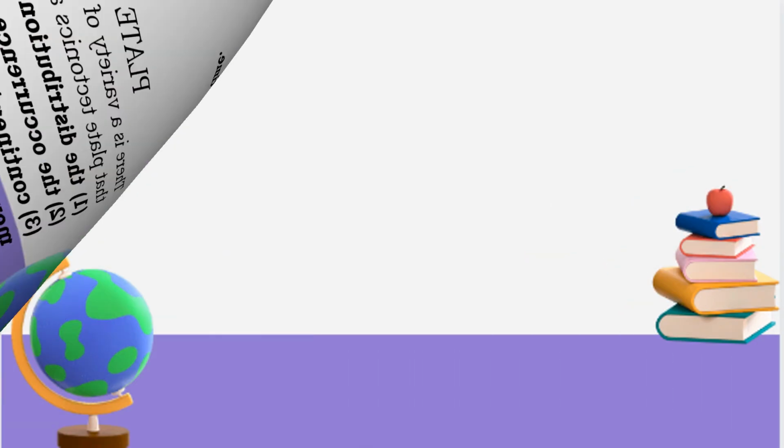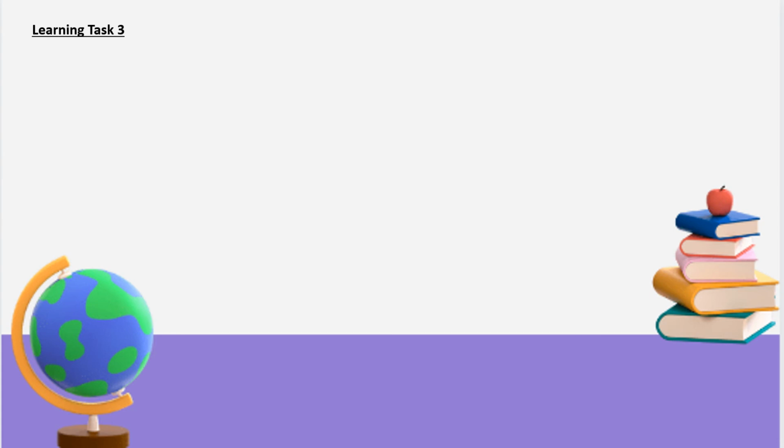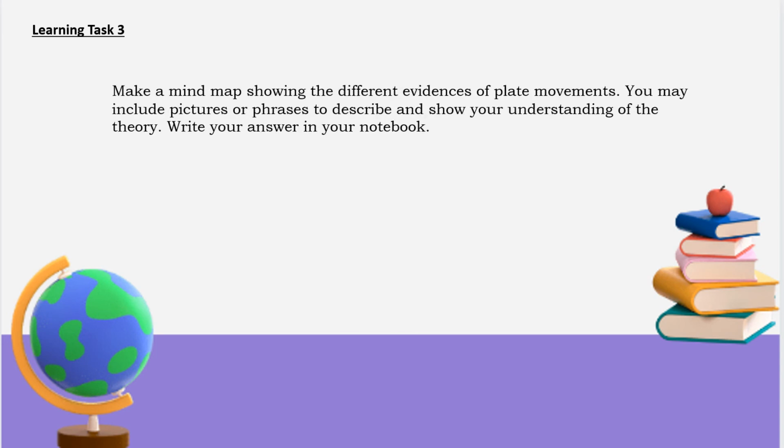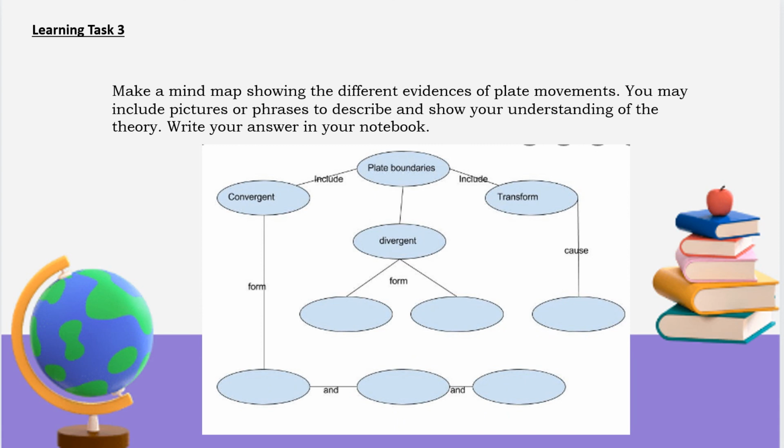And for the last learning task, you're going to make a mind map showing the different evidences of plate movements. You may include pictures or phrases to describe and show your understanding of the theory. Write your answer in your notebook. So this is the example of a mind map: plate boundaries, convergent, divergent, transform. But in your case, it is only the example. In your case, you're going to make a mind map with the different evidence of plate movements.